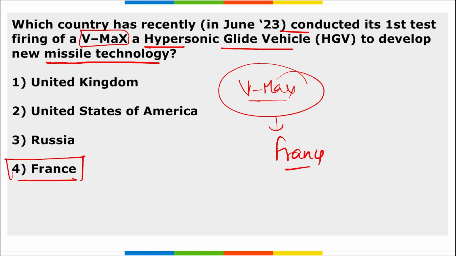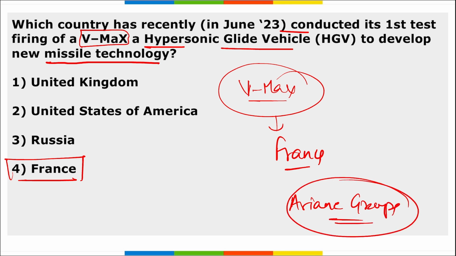Correct? And the French VMAX program, it is being developed by Ariane Group. This is a defense company and it is specializing in the space launches. Correct? So it is your France that for the first time conducted the test of a VMAX hypersonic glide vehicle.